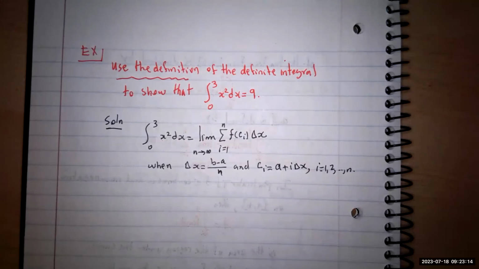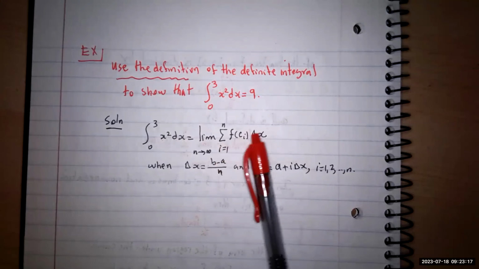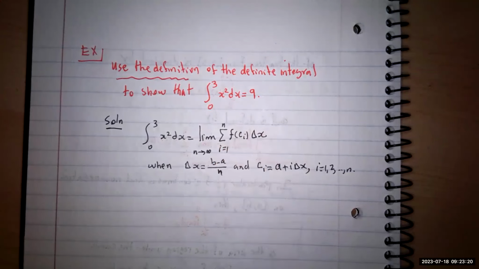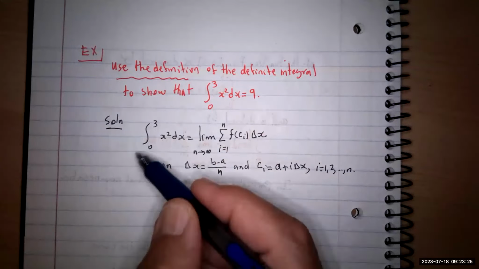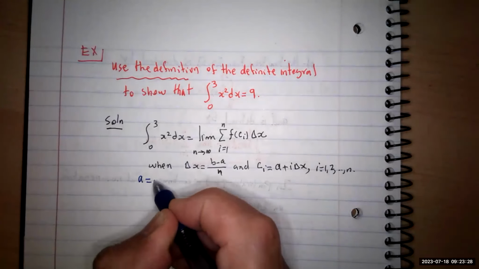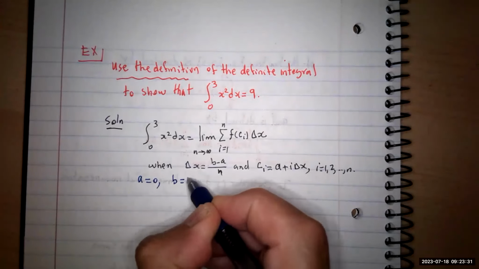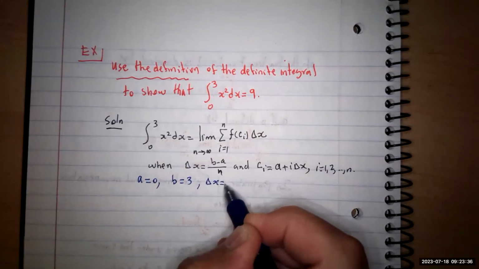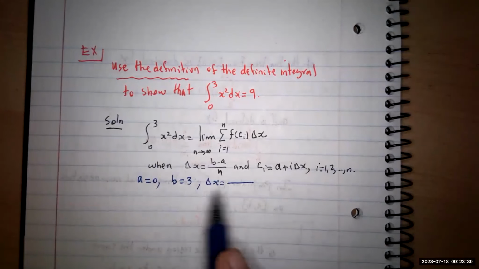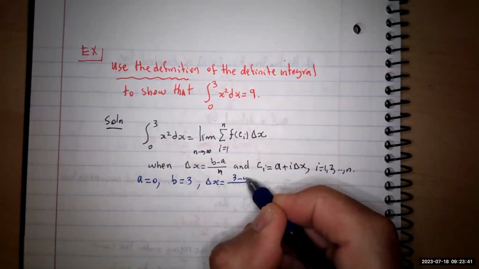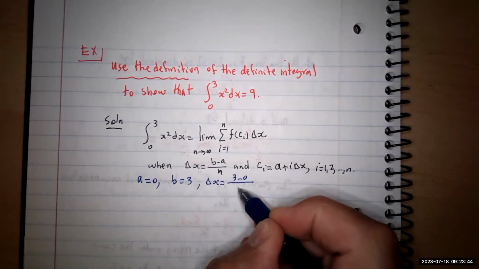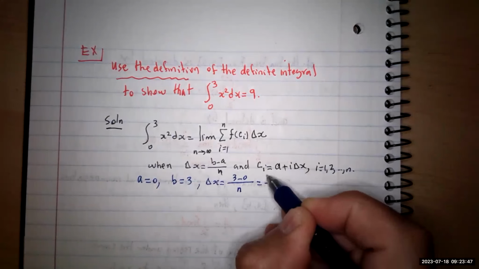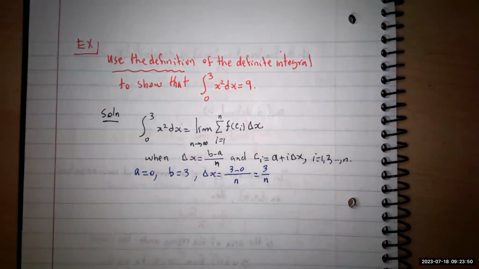So just like the area problem, step by step, form this one. Remember the way we do it? Step 1, delta x. So what is a? a is the smaller number. b is the bigger number. Find delta x. Delta x is equal to b minus a, 3 minus 0, divided by n. So that gives us 3 over n. That's your delta x, step 1. Any question?